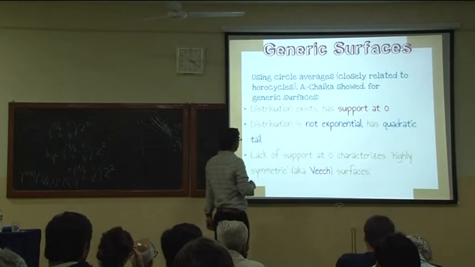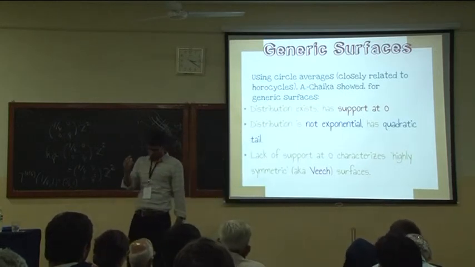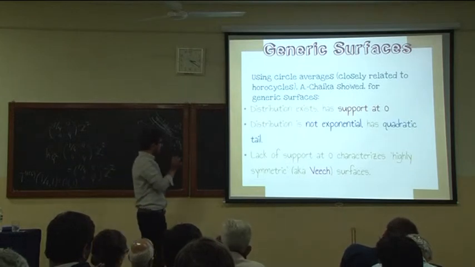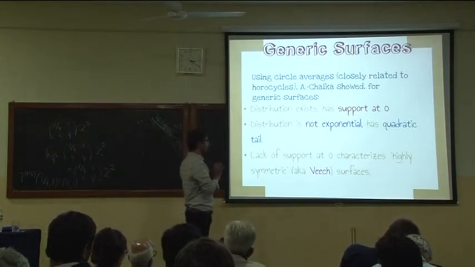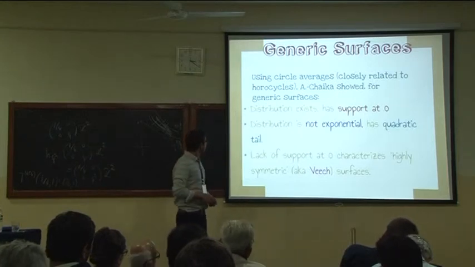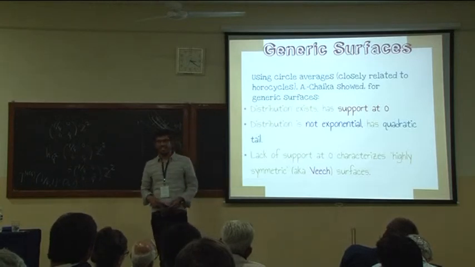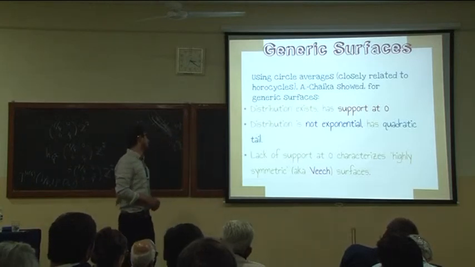So with John Chaika, we showed that the distribution exists for a generic surface, and that for a generic surface, it has support at 0. I'm not going to define what a generic surface is. I'll leave that for Baroda for tomorrow. The distribution, again, is not exponential. Like the torus, it has a quadratic tail.